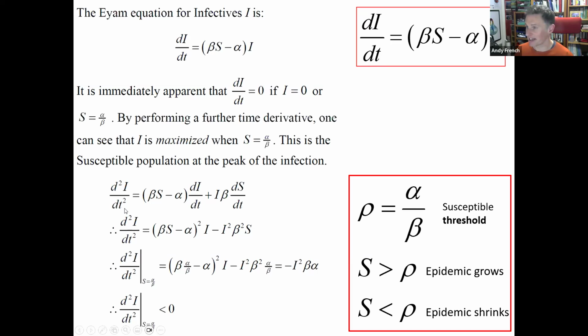If you differentiate that again, you'll see that it's less than 0 when evaluated at alpha over beta. Okay, so that's when it's maximized. So when S is alpha over beta, dI/dt is 0. And the second derivative is negative. So that's definitely a peak. But we kind of knew that anyway. So the math just sort of confirms what we know intuitively. So there we go. That's a good start. Those are our 3 EAM equations. All right. Do we have any questions before I talk about how we might solve those?